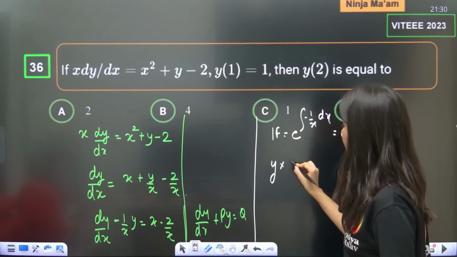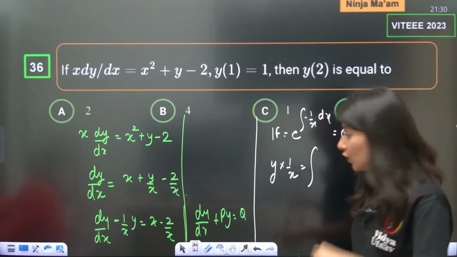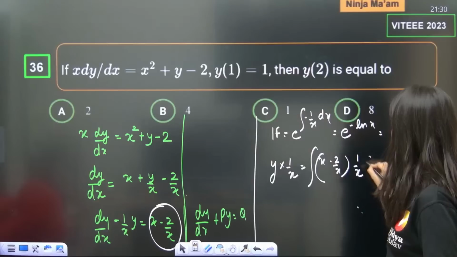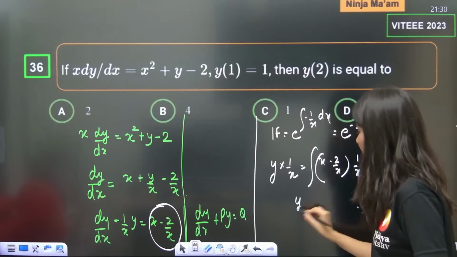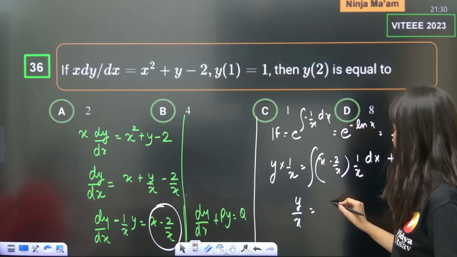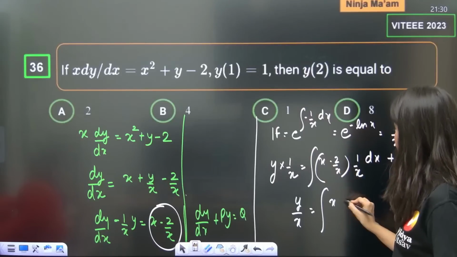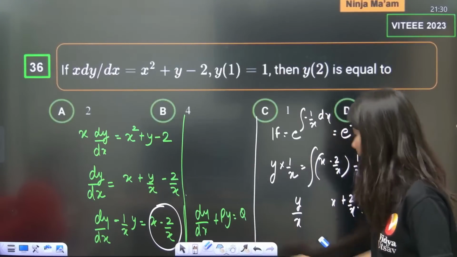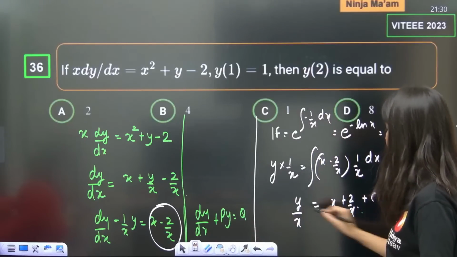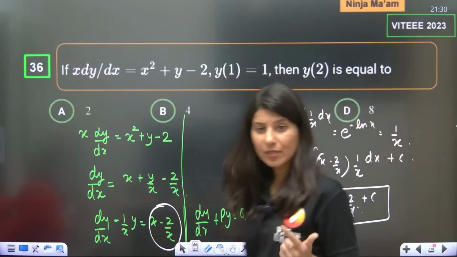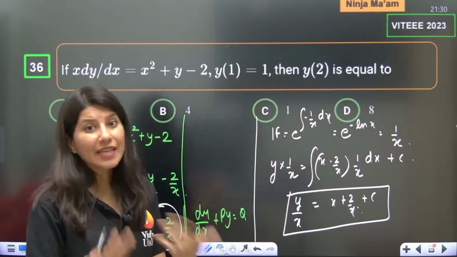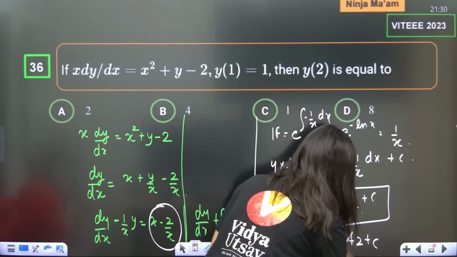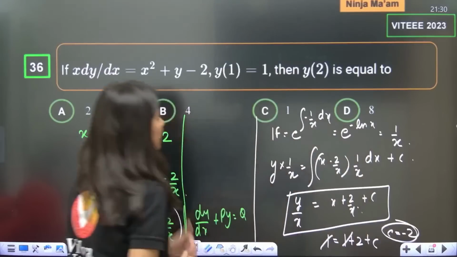So y multiplied by the integrating factor is equals to integral of q. So x minus 2 by x, 1 upon x dx plus c. So y upon x is equals to x cancel. So integration of 1 is x, minus 2 by x square, so plus 2 by x, the integration symbol is cancelled out. Okay, because we have done the integration, right? Now, as per the question, y of 1 is 1. So you put x equals to 1, you get y as 1. So 1 by 1, 1 is equals to 1 plus 2 plus c. So c is coming out as minus 2.